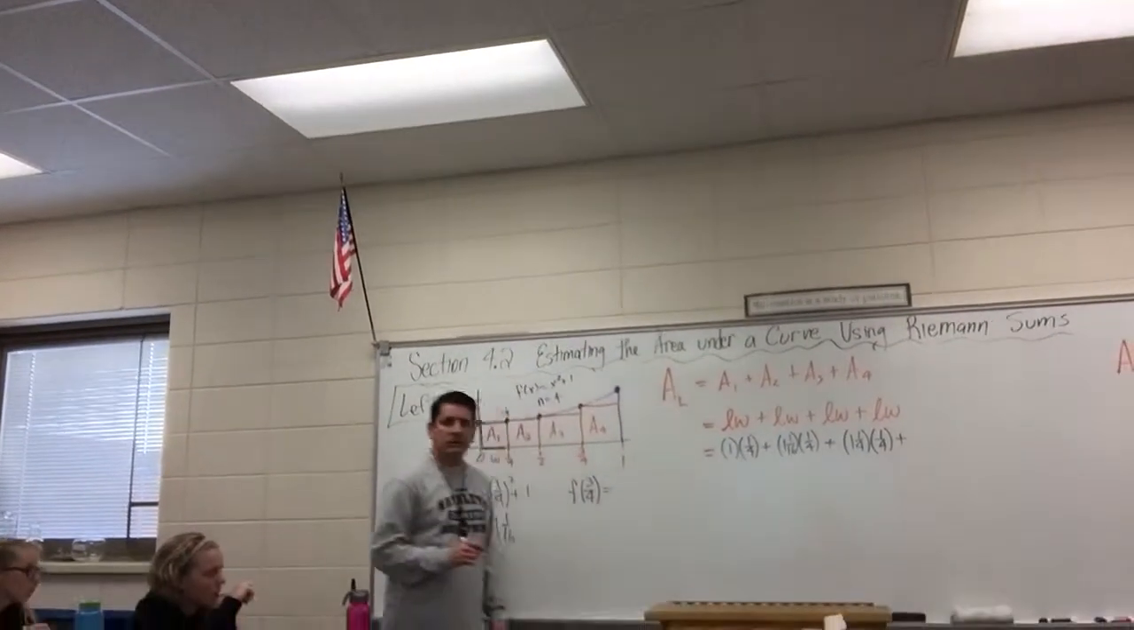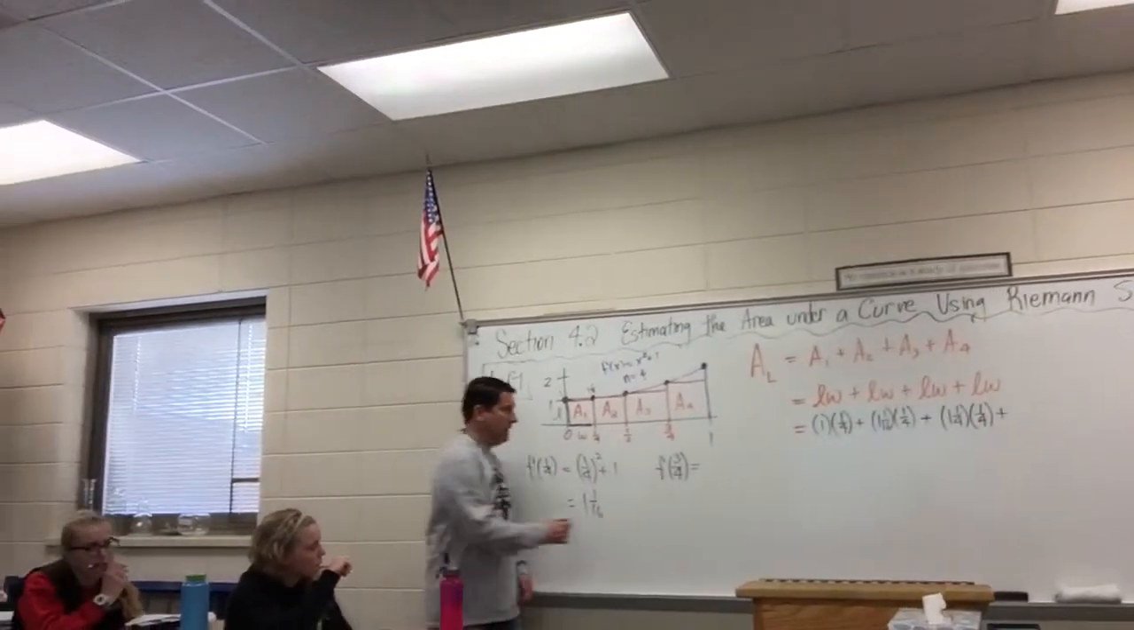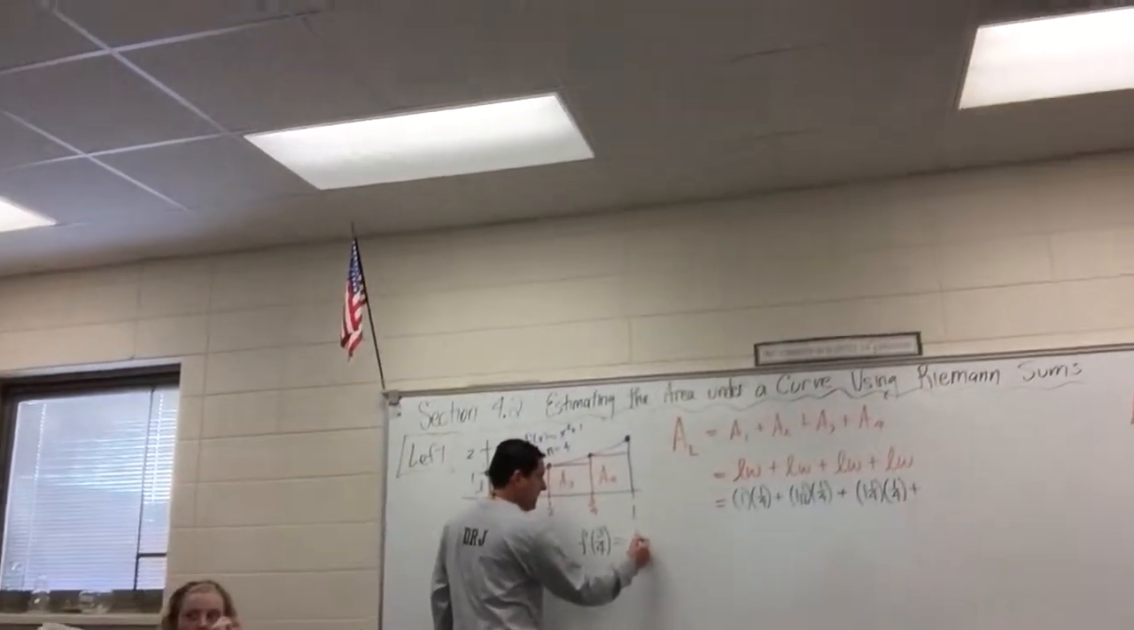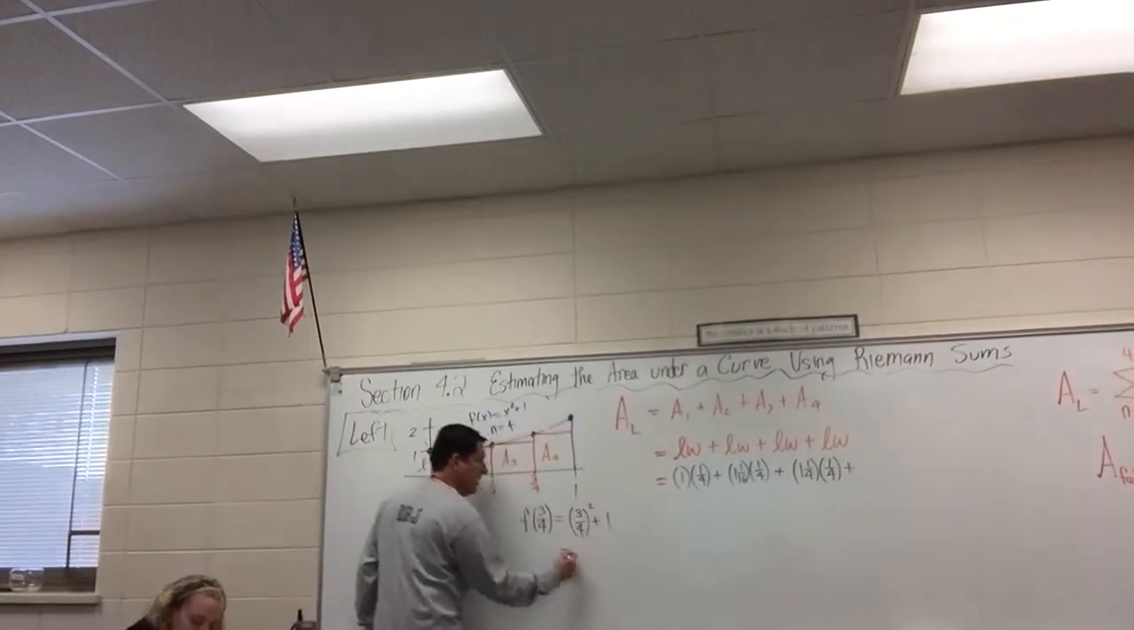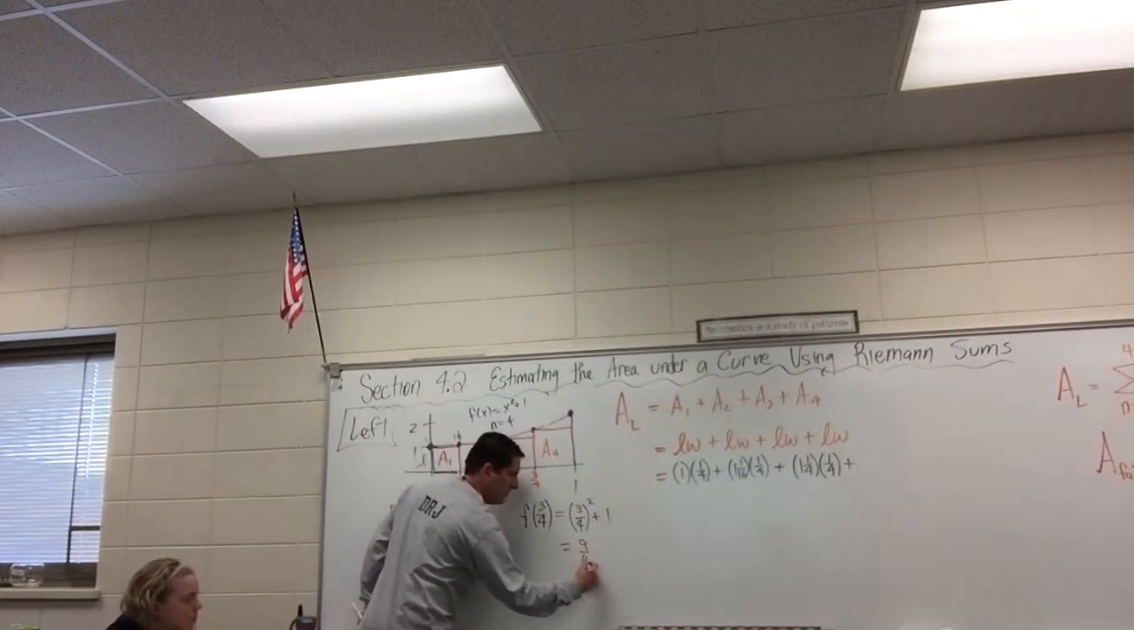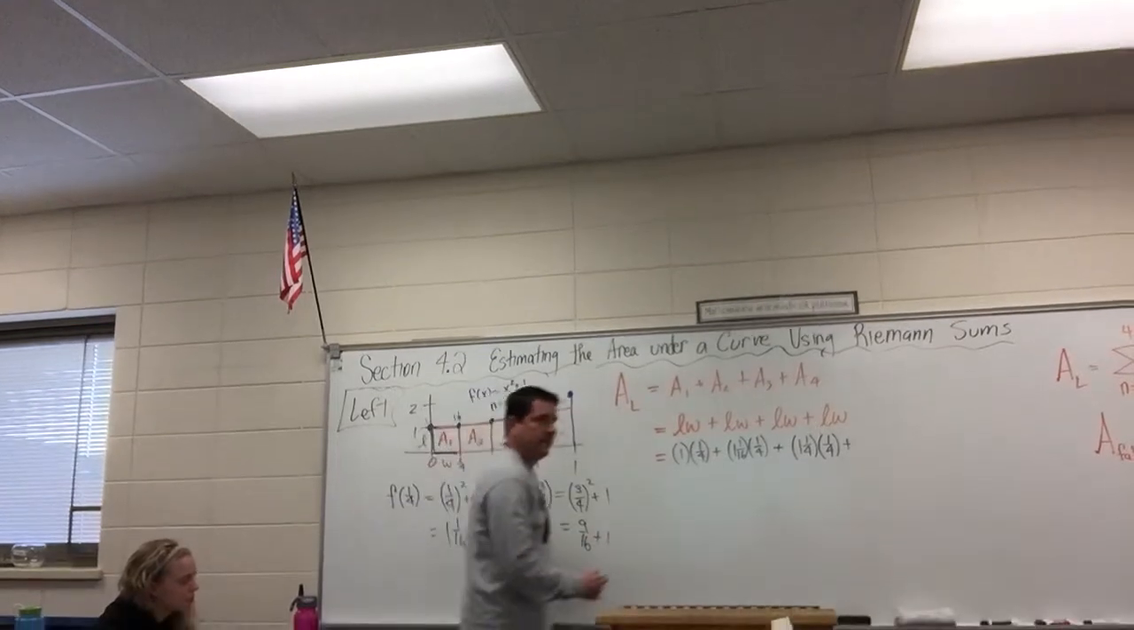All right, we'll fill up this one, and then that's going to do it for today. Does everybody agree that this is 3/4 squared plus 1? 3/4 squared is 9/16 plus 1. So the answer is 1 and 9/16.